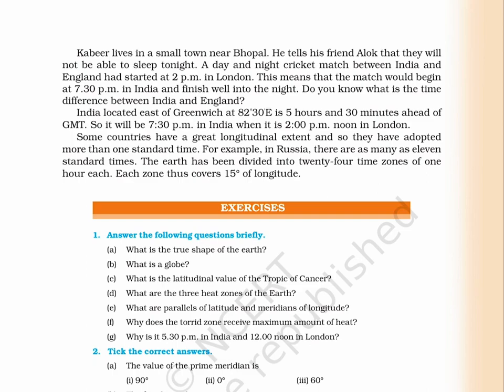India, located east of Greenwich at 82 degrees 30 minutes east, is 5 hours and 30 minutes ahead of GMT. So, it will be 7:30 p.m. in India when it is 2 p.m. in London. Some countries have a great longitudinal extent, and so they have adopted more than one standard time. For example, in Russia, there are as many as 11 standard times. The Earth has been divided into 24 time zones of 1 hour each. Each zone thus covers 15 degrees of longitude.